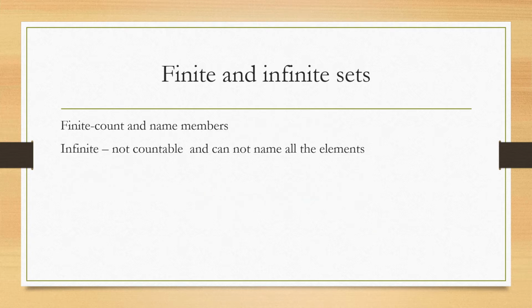Finite and infinite sets. In a finite set, it is possible for you to count and name all the elements in the set, while on the other hand, in an infinite set, it is not possible to count or name all the elements in the set. So, for example, if we have a set that says the months of the year, we can name and we can count all the months of the year. So that would be an example of a finite set.